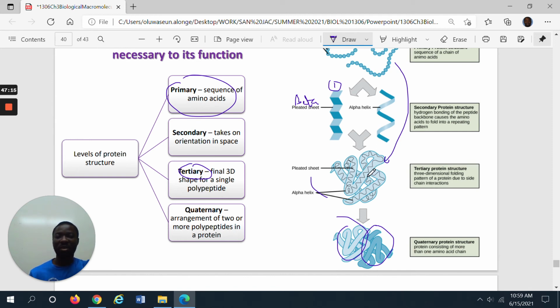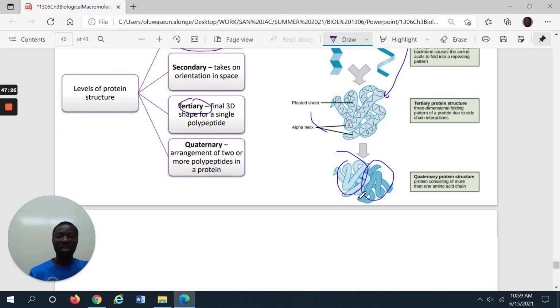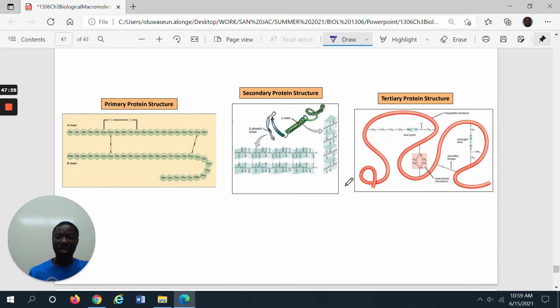And when there's high temperature, what is going to happen is that they will lose their folding, they will lose their coiling, and obviously they will lose their function. So take note of the four types of proteins, and be able to differentiate between them. Study it more in your textbook.